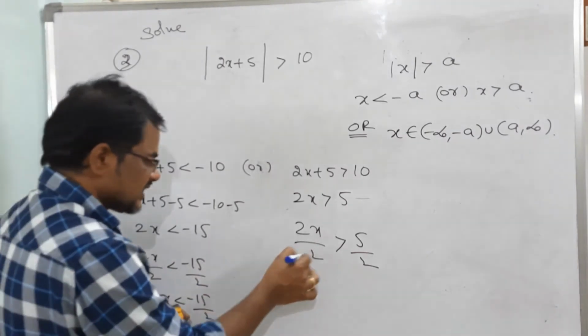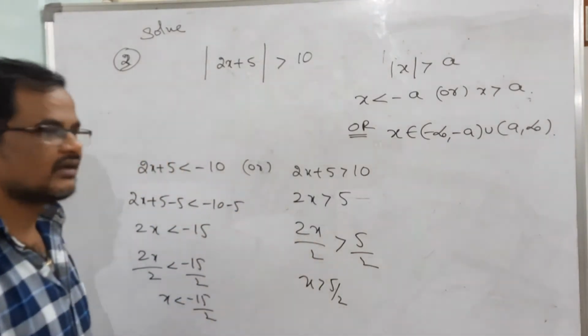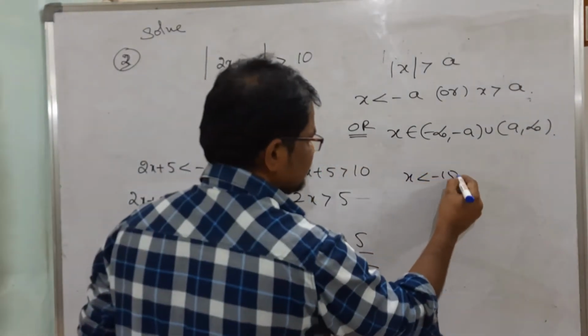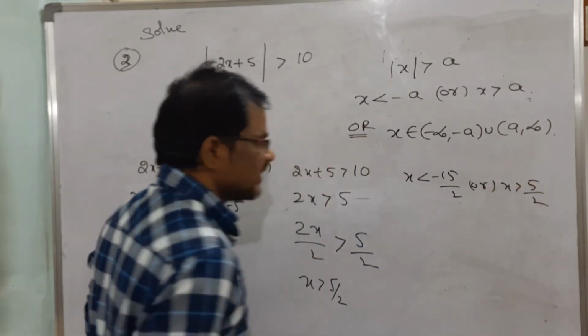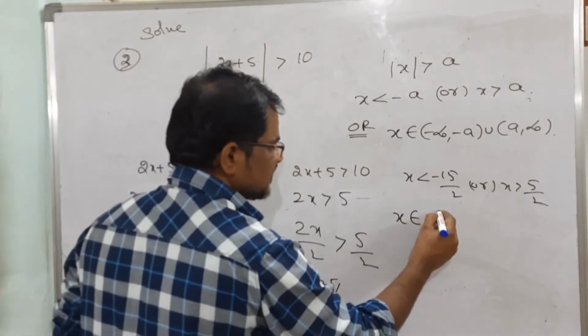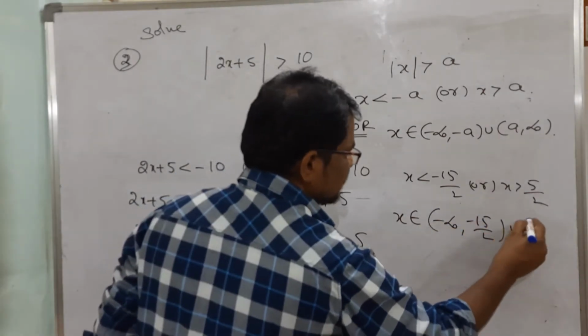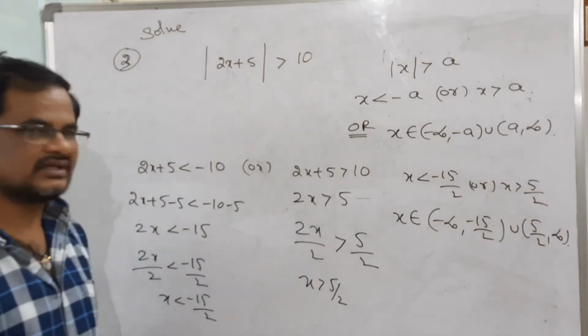Okay. Next, here also 2 cancel, x greater than 5 by 2. So finally, what is our answer? x less than minus 15 by 2 or x greater than 5 by 2. In terms of intervals, how to write? x belongs to minus infinity to minus 15 by 2 union 5 by 2 to infinity, like this.